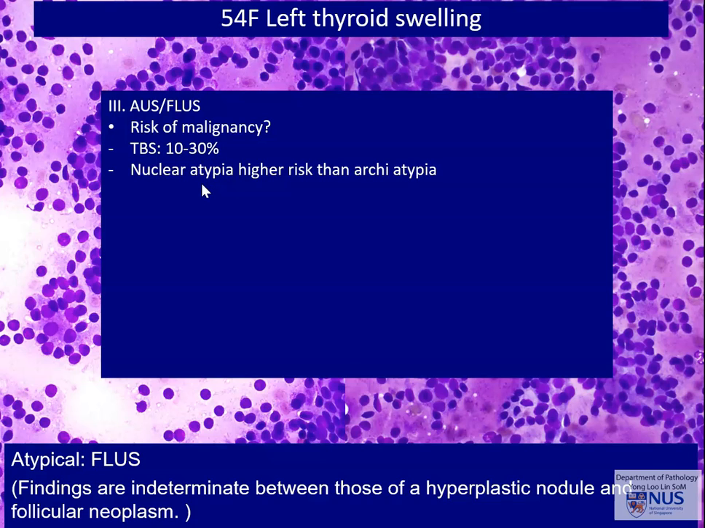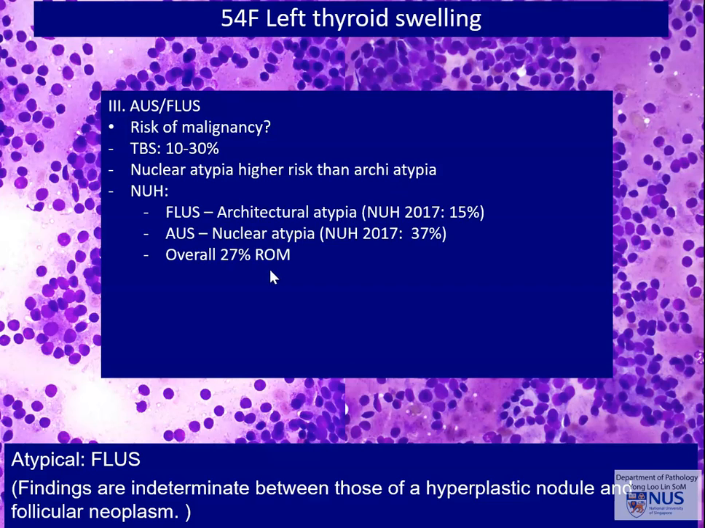It is useful to note that the presence of nuclear atypia generally is associated with a higher risk of malignancy than if there is just architectural atypia alone. In our institution, if there is architectural atypia, the risk of malignancy is about 15%. If there is nuclear atypia, the risk of malignancy is about 37%, so it's much, much higher. And the overall risk of malignancy is about 27%. So we do mention specifically whether we see nuclear atypia or not. And most of the time, the malignancy seen here is papillary thyroid carcinoma.